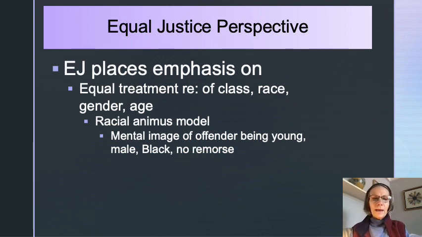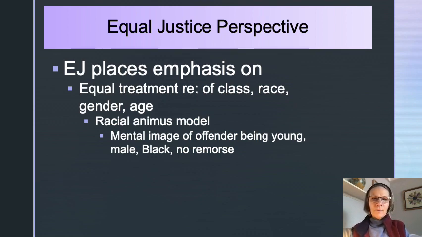Now, you could say that maybe there are times when offenders should be treated differently. When you think about age, at least prior to adulthood, it would make sense to treat younger offenders differently than older offenders, because cognitively, younger offenders are not fully developed. The impulse control areas of their brain are not fully developed.